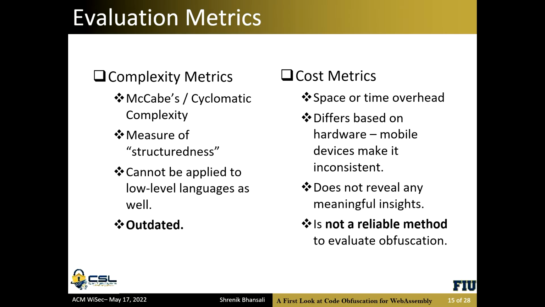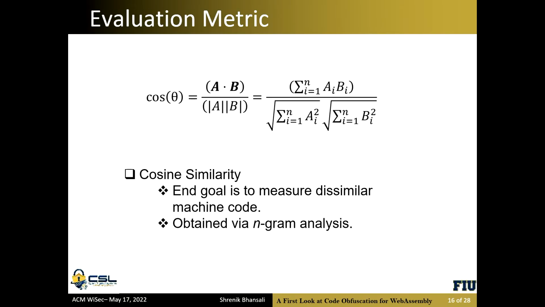It also doesn't reveal any meaningful insights. There's no way to know how effective the obfuscation was. For all I know, it could just make the program slower. It's not a reliable method either. So we chose to go with the third most common method, which is similarity.